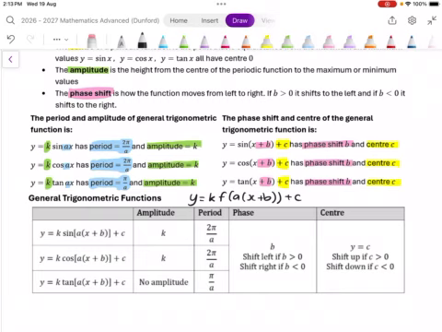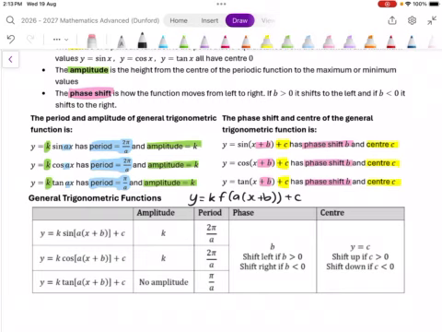We have our B value helps with our phase shift. And we have our C value in each of these, helps us with our centre. Okay, flip the page for me because we have the next bit of information, or the examples for this lesson.